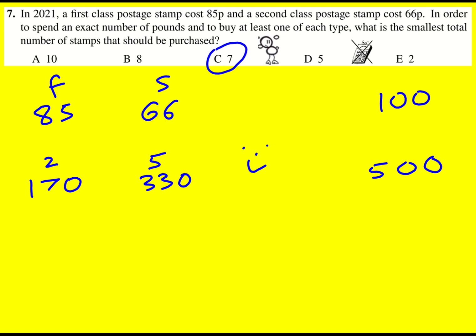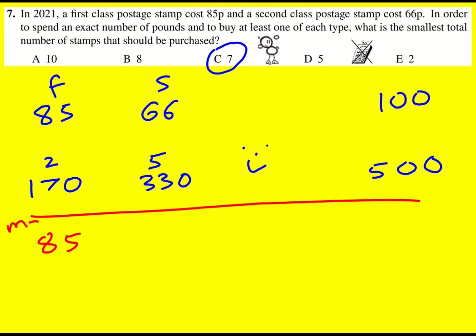It kind of works in the same sort of way, but it's a bit more general, and that is to write it as an equation. So it must be that, this is method 2, that was method 1, it must be that 85 times the number of first class stamps plus 66 times the number of second class stamps is equal to 100 times some integer.